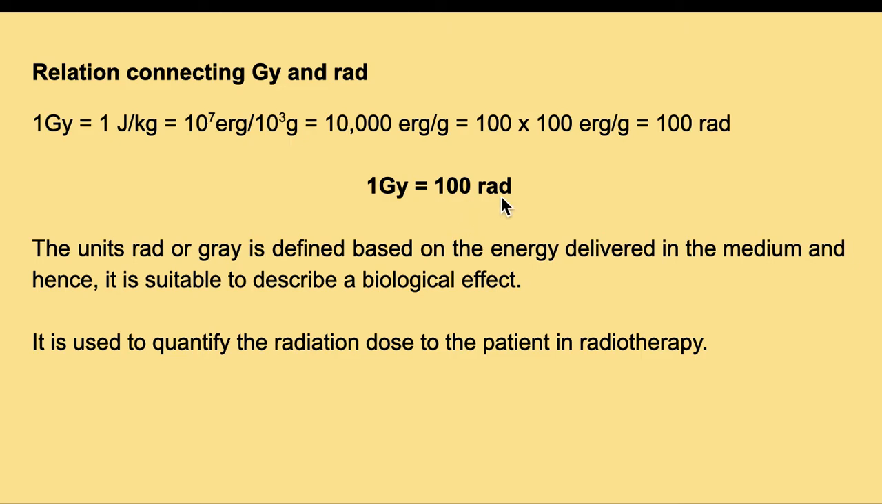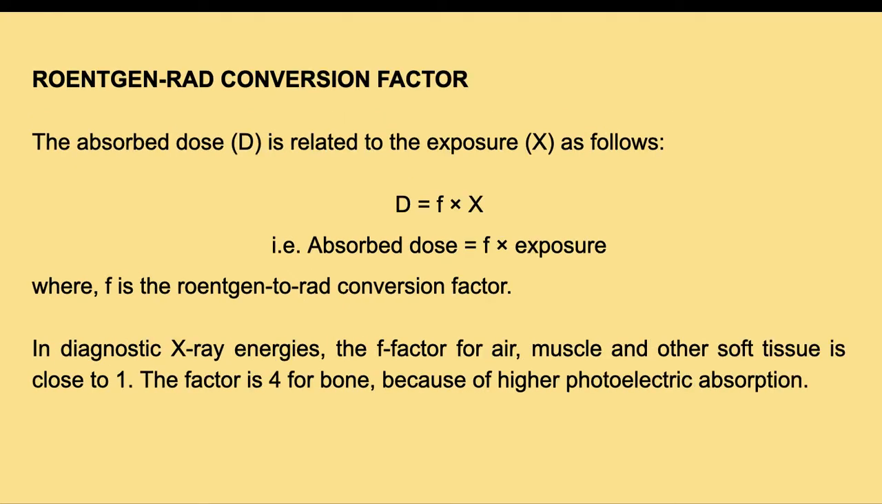The units rad or gray are defined based on the energy delivered in the medium, and hence they are suitable to describe a biological effect. It is used to quantify the radiation dose to the patient in radiotherapy. That means for a particular treatment, you have to say how much gray or how much rad should be given to a particular patient. And now, the roentgen to rad conversion factor.